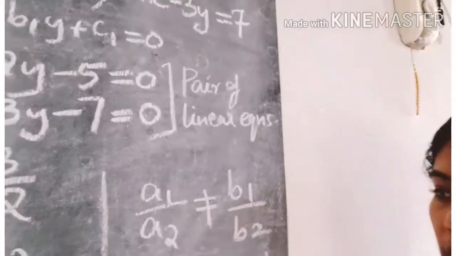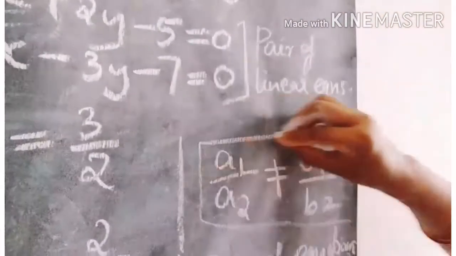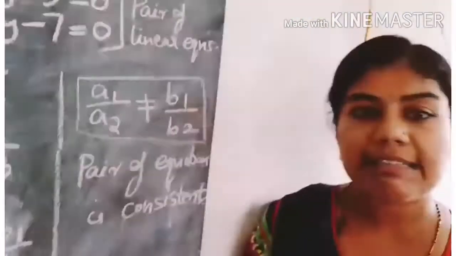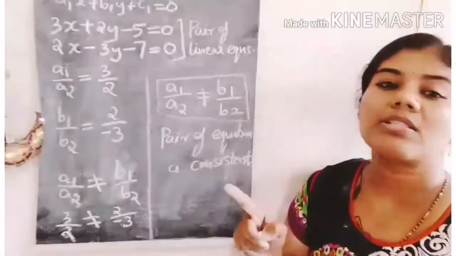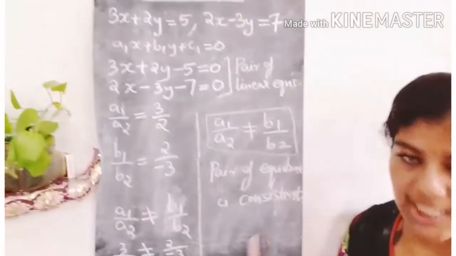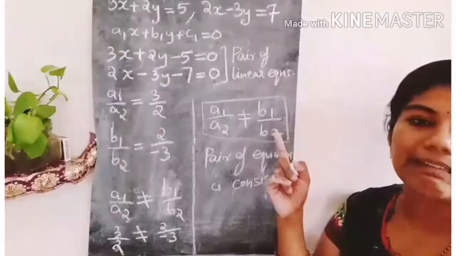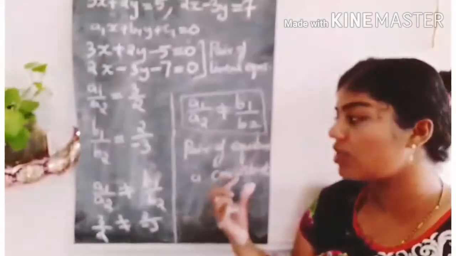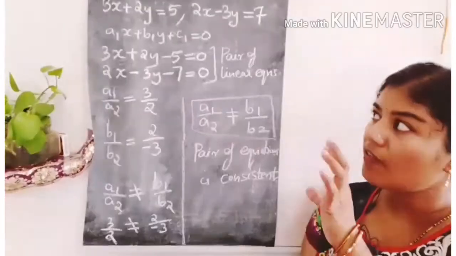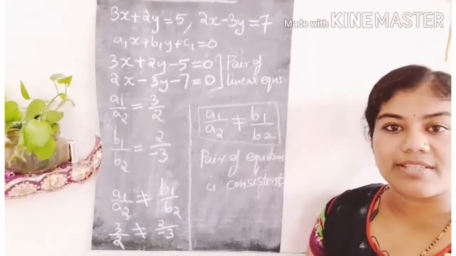If A1 by A2 is not equal to B1 by B2, this condition we already studied. If you draw a graph, it will be intersecting lines and you will get one solution. So the pair of equations is said to be consistent. If A1 by A2 equals B1 by B2, then your equation is inconsistent. Such examples are also written in our book. This is the first one. So just go through the first one and try to do the next options. Thank you.